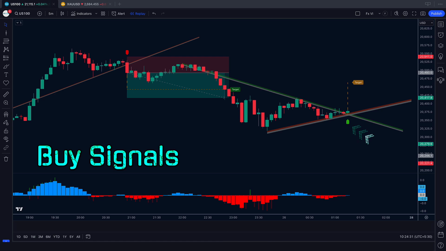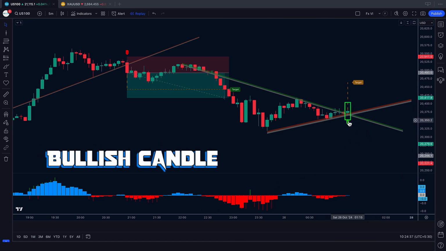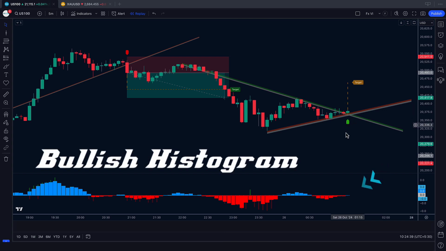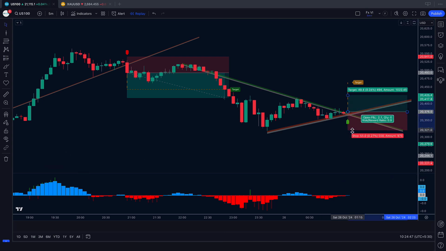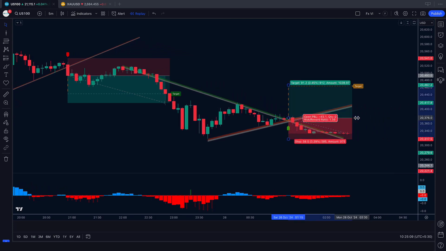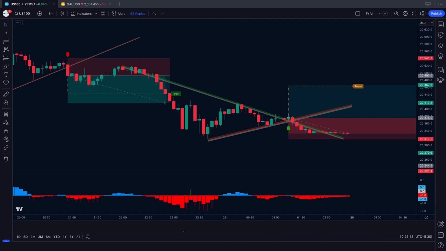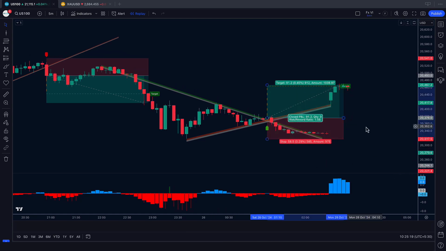The Trendline Breakouts indicator has given us buy signals. The market has made a bullish candle to give confirmation, and the column bars of the TB Trend Oscillator indicator show a bullish histogram. All these conditions are met, so we will place a buy order. Our stop loss will be placed at the current market's lower level, and the risk to reward ratio will be 1 to 1.5. The market has completely hit the target. Now we will find other trades.